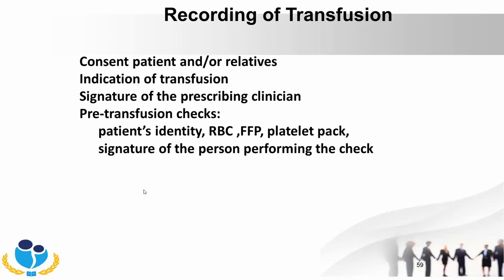Pre-transfusion checks. The patient identity is very important, as we said, especially since hemolytic transfusion reaction is due to clerical error. So the patient identity, the RBC pack, FFP pack, and platelet pack should be cross-checked with the patient. Signature of a person performing the check. Ideally, two people should check the bag against the patient identity.